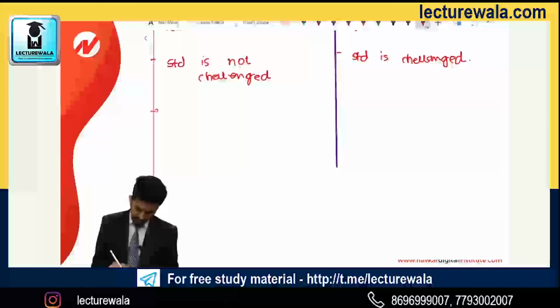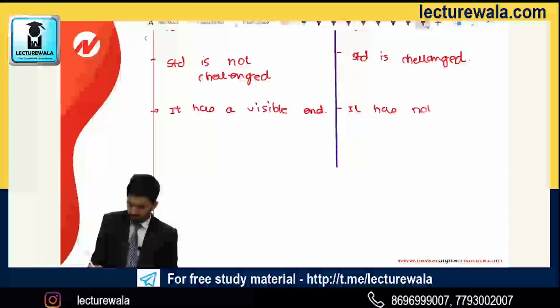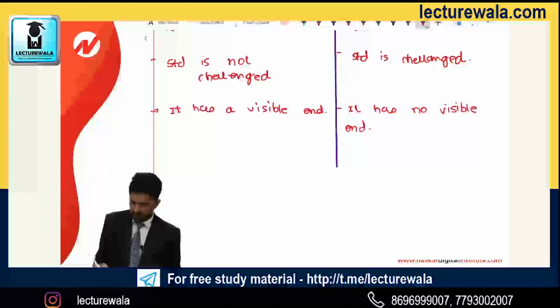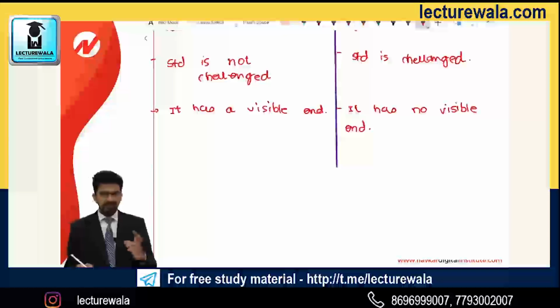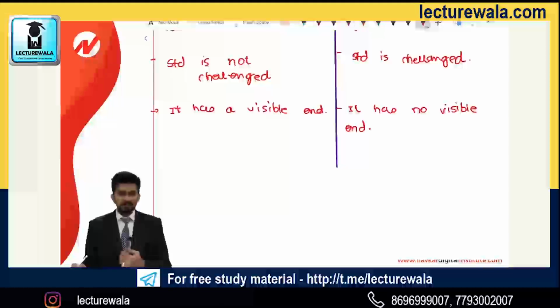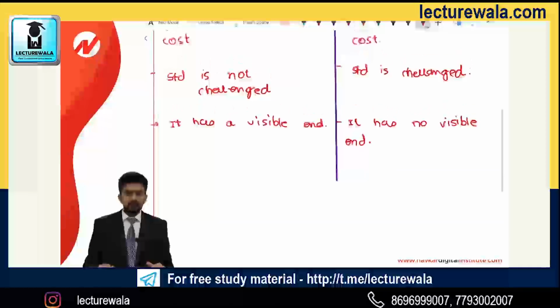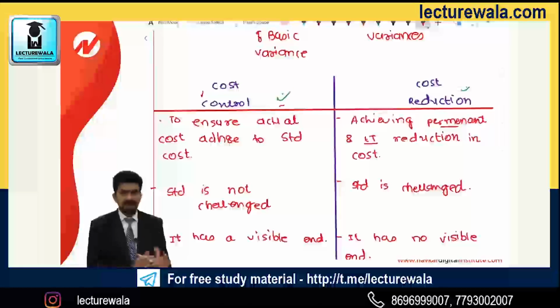Third point, we say cost control has a visible end, and cost reduction has no visible end. What do we mean? When we say it has a visible end, it means cost control can be forecasted. What I mean is, management had given me 30 hours, a batch completed.